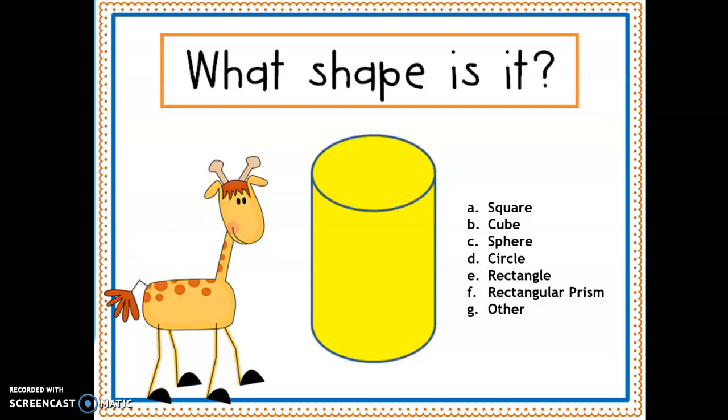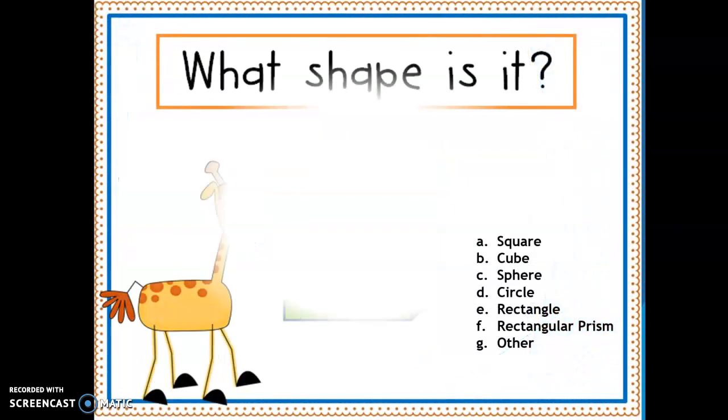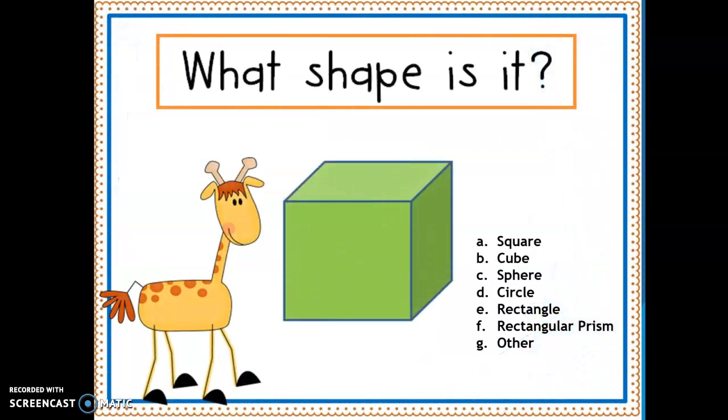What shape is it? It's a 3D, three-dimensional shape, solid shape with the top as a circle, the bottom is a circle, and when we fold a rectangle, curve it, we make this. If you said G, other, you're correct. And if you think you know the name of it, here it comes. If you said cylinder, you were correct. Like a can of soda or a can of soup.